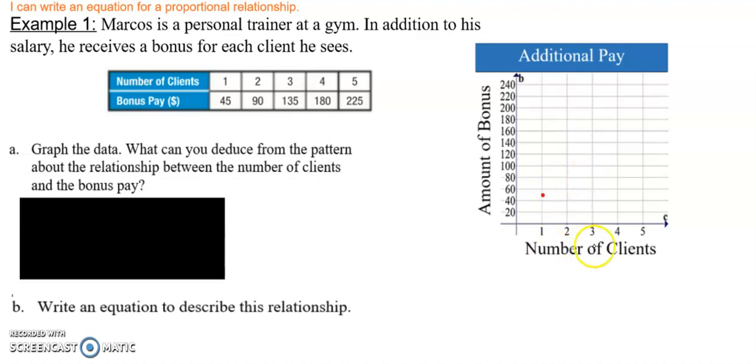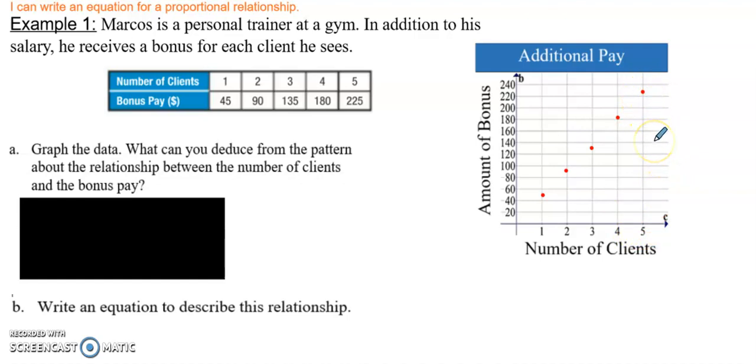And then we have 2, 90, so I'll go over 2, up to 90, so a little bit in between the 80 and 100. 3, 135, over the 3, up to a little bit in between 120 and 140. 4, 180, over the 4, and we can graph 180 exactly. And then we have 5, 225. I want to graph that.